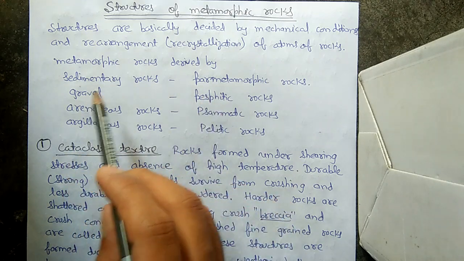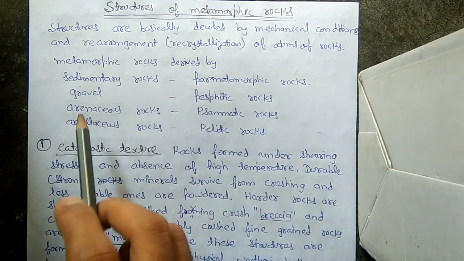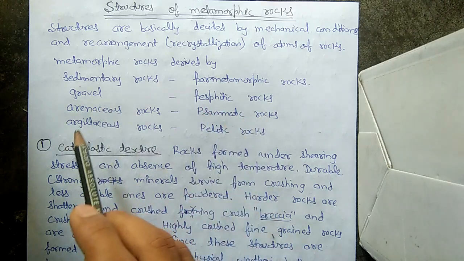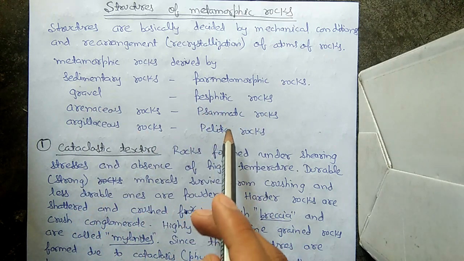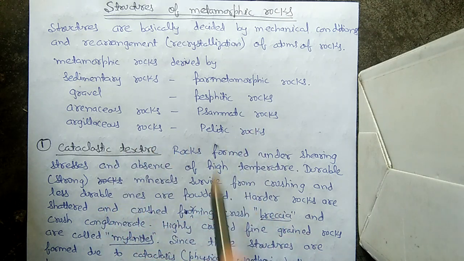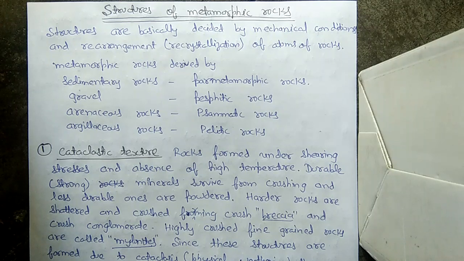Metamorphic rocks derived from sedimentary rocks are called parametamorphic rocks. Those derived from gravel are called psephitic rocks. Those derived from arenaceous rocks are called psammitic rocks, and those derived from argillaceous rocks are called pelitic rocks.